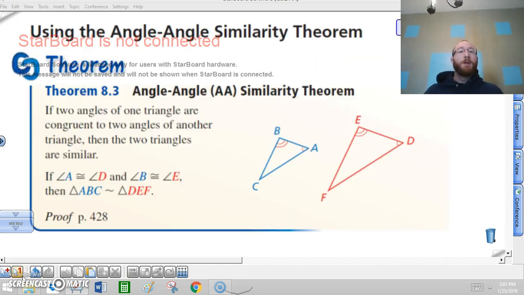So the angle-angle similarity theorem lets us say that if we know two angles match up in two triangles, match up being congruent, then that means the two triangles are similar. And this is a great shortcut. We don't have to do any work with scale factor. This is pretty excellent. We're going to do a proof through transformations. So we're just going to talk ourselves through this one.